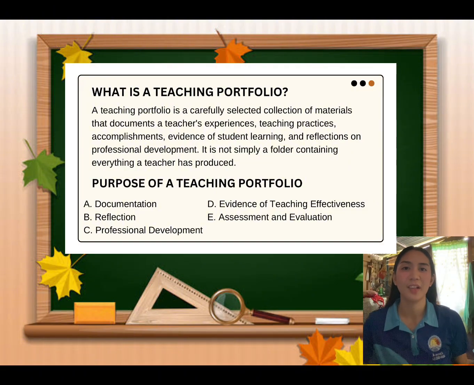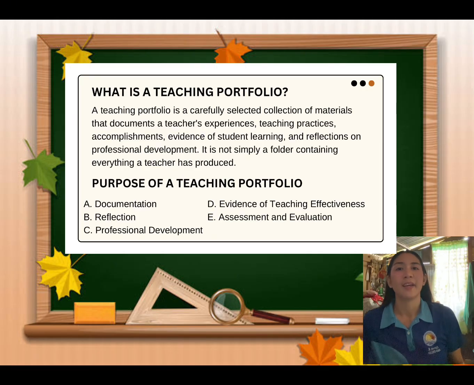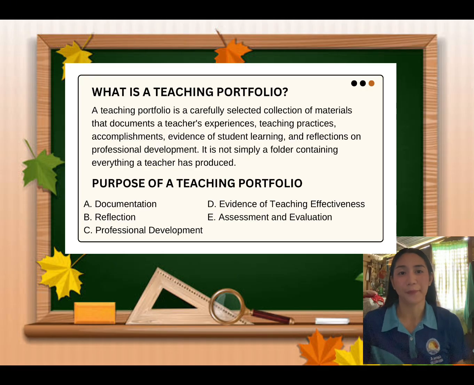And now, let us move on to the purpose of a teaching portfolio. In our PowerPoint presentation, I provided five: first we have the documentation, second we have the reflection, third is the professional development, fourth is the evidence of teaching effectiveness, and fifth is the assessment and evaluation.